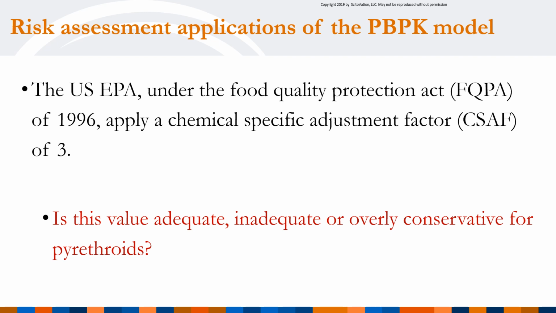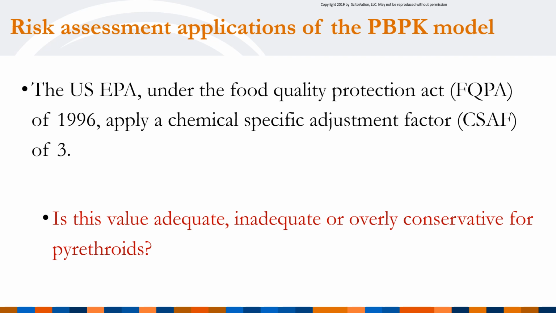So now, what are the risk assessment applications of the PBPK model? The Food Quality Protection Act assumes a special susceptibility of children to pesticides by using an additional tenfold safety factor unless there's adequate data available to support a different factor. A few years ago, the EPA reduced the tenfold to a threefold that accounts for PK differences between ages. But is this threefold adequate, inadequate, or conservative?